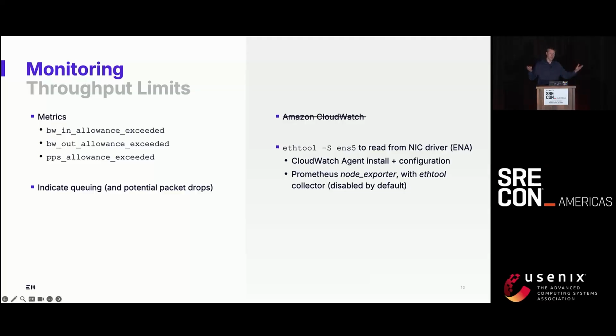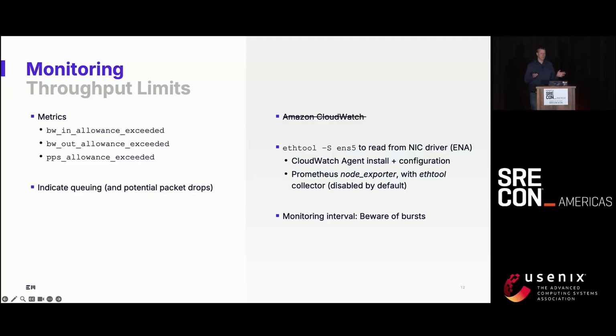Meaning, if you want them in your central monitoring, be that CloudWatch, you would have to roll out the CloudWatch agent on your instances and supply a configuration that actually reads from the ethtool output. For us as Prometheus users using Node Exporter, it has an ethtool collector, which is however disabled by default. So if you want your Node Exporter to make those metrics available, you would have to tune that as well.